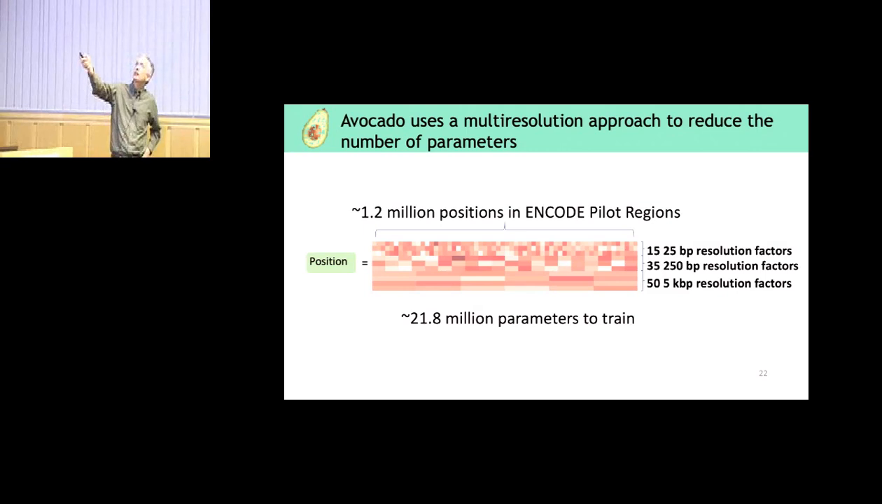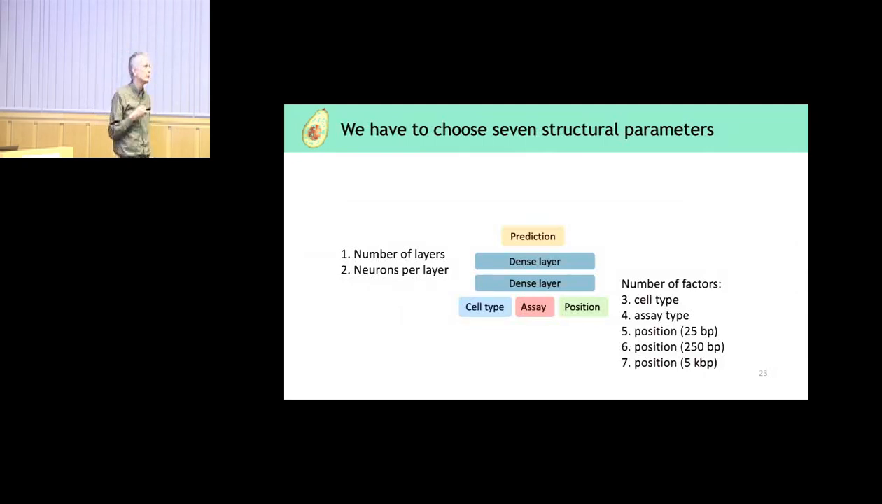You could ask, how do you come up with 25, 250, and 5 kb? Those were essentially just chosen based on our prior knowledge. You could also ask, how did you come up with 15, 35, and 50? That was done essentially through a hyperparameter search.